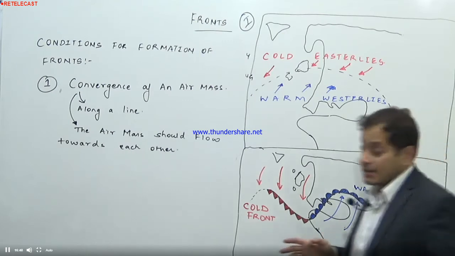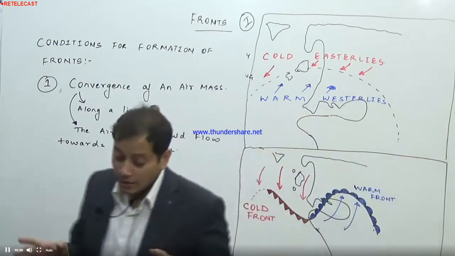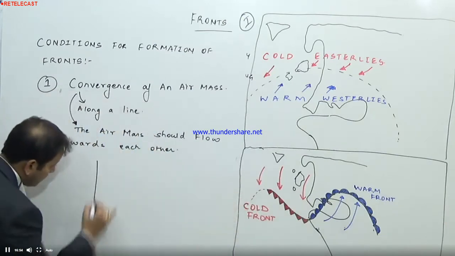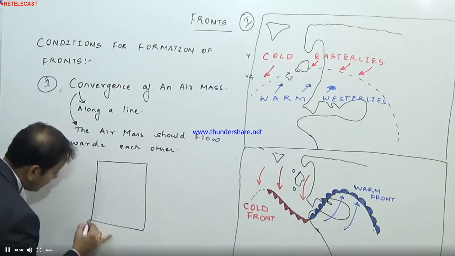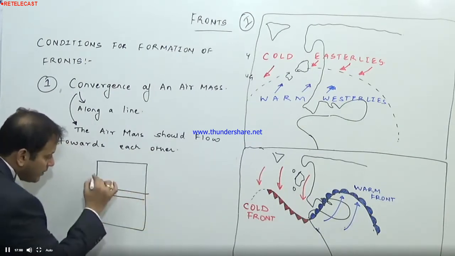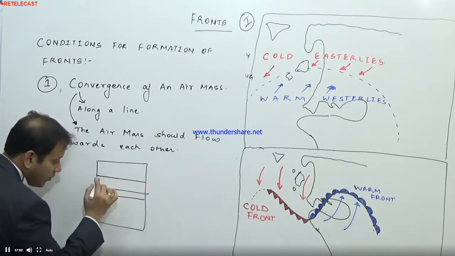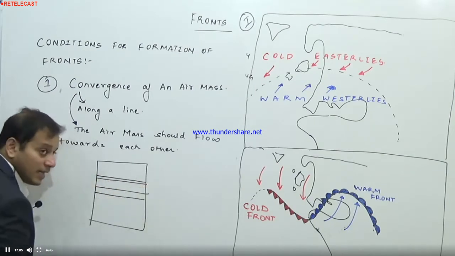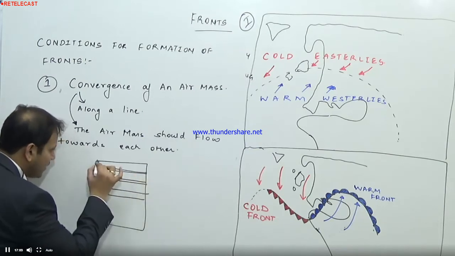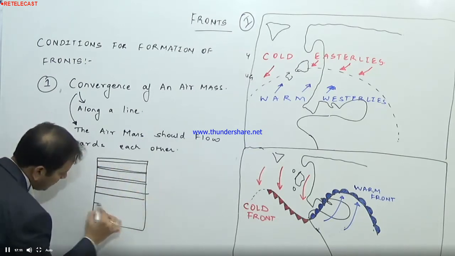Now the second is, once the convergence is occurring, if you remember your wind belts of the world, this is a subtropical low pressure belt. This is the tropical low pressure belt. Then there is a subtropical high pressure belt. Then there is a subpolar low pressure belt, and then there is a polar high pressure belt in both the hemispheres.